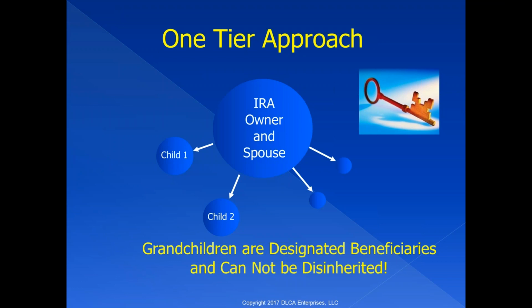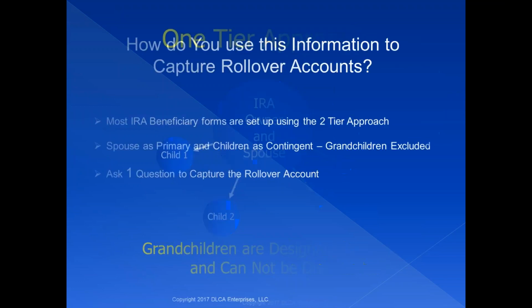And in this case, now the grandchildren are designated beneficiaries, designated by the owner and spouse, pardon me, and they cannot be disinherited. They're going to get that income, and they're going to be able to spread it over their life expectancies. This is the proper way to set up the beneficiaries.